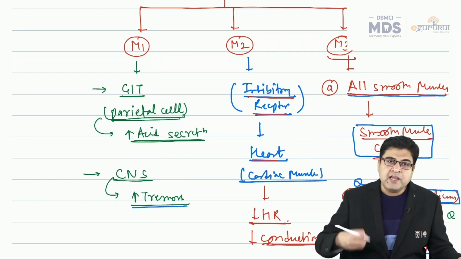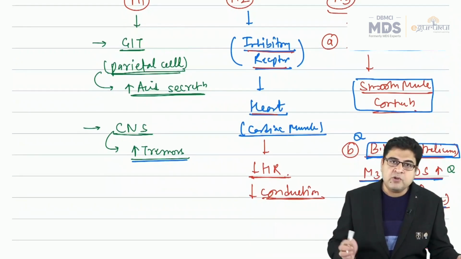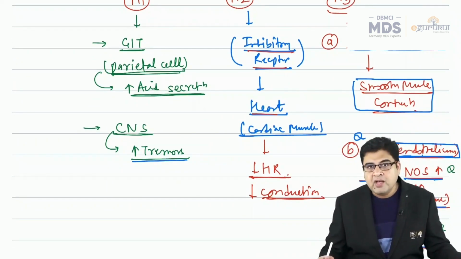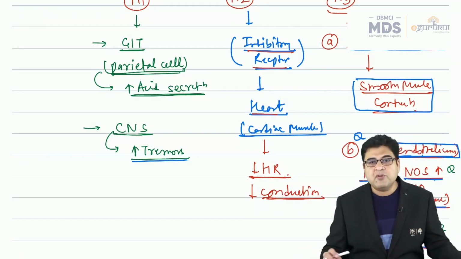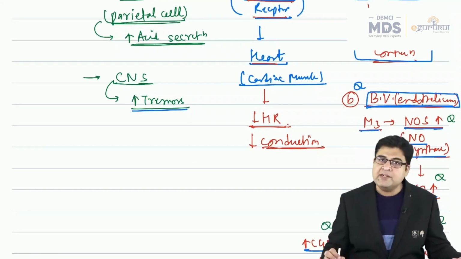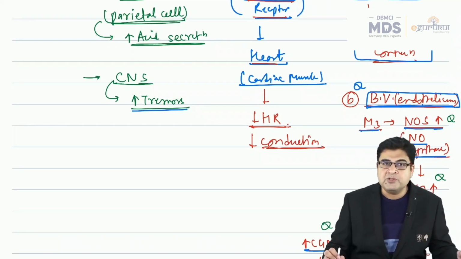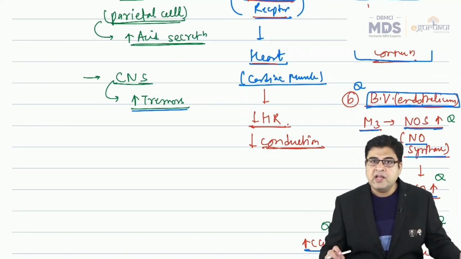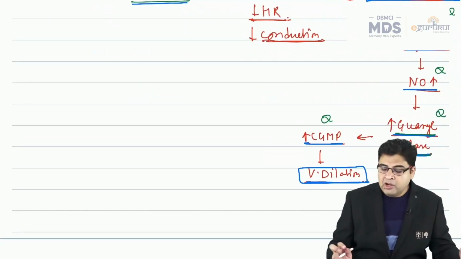Now M2 is an inhibitory type of receptor which is mainly present over the heart, and this is going to inhibit the activity of the heart. M3 receptor is present over all smooth muscles, and all smooth muscles will be contracted. But the same M3 receptor is present over blood vessel endothelium, and because of this, a special mechanism comes into the picture, that is of nitric oxide, and with the help of nitric oxide this will cause vasodilation. Right?